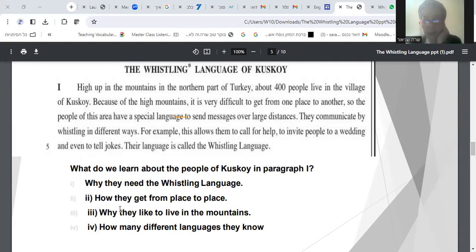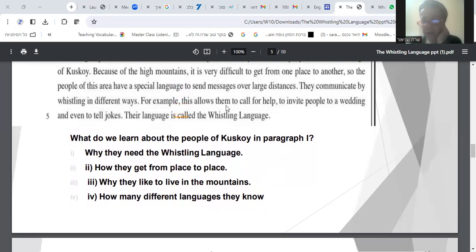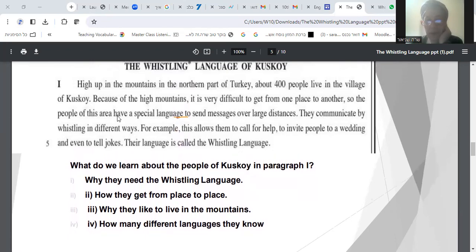And let's see, what over here? How they get from place to place. It doesn't tell us how they get from place to place. Does it tell us why they like to live in the mountains? No. How many different languages they know? Nope. The only thing it tells us is why they need the whistling language. Okay? To communicate, right? By whistling in different ways. So it really says the words whistling language in the text. You go, you find the words, and you put them over here. You'll know the answer.